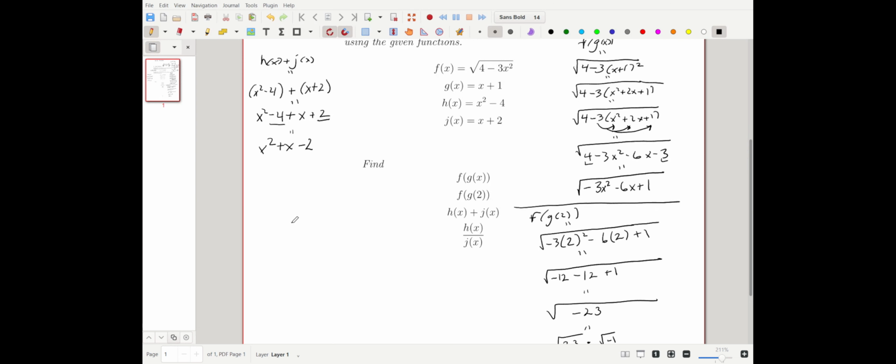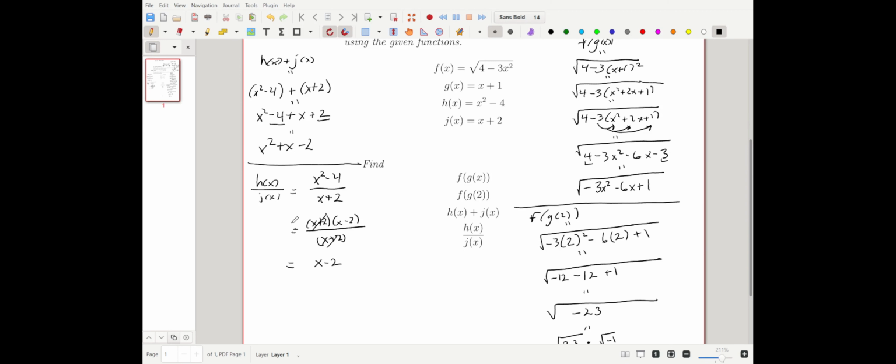And then our final one is h of x divided by j of x. So let's just put a line here. H of x divided by j of x. And so that's going to give us x squared minus 4 over x plus 2. And hopefully by now you'll notice that numerator is a difference of squares. It's x plus 2 times x minus 2, over x plus 2. And we have the same term on top and bottom being multiplied, so we can cancel them. So we have just x minus 2. And so that is the expression.